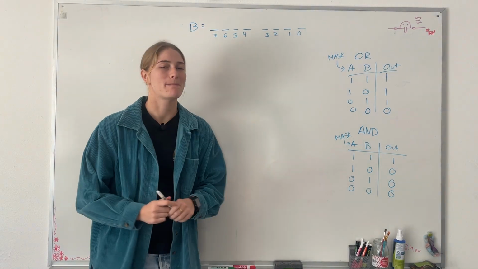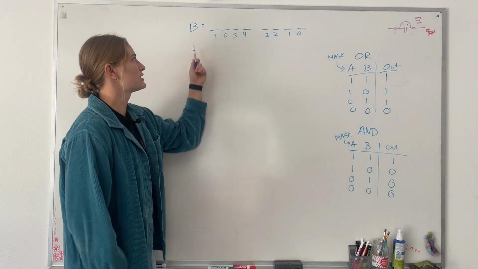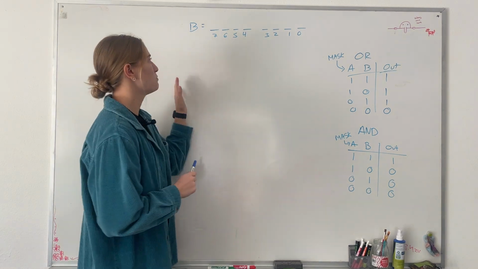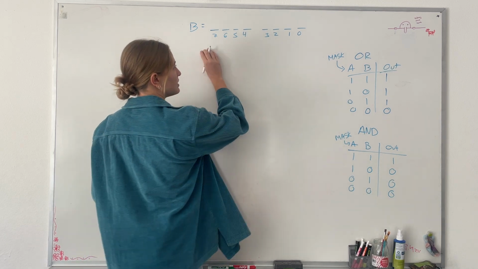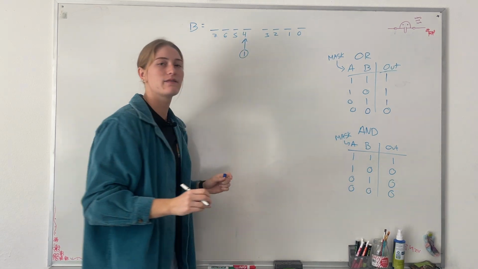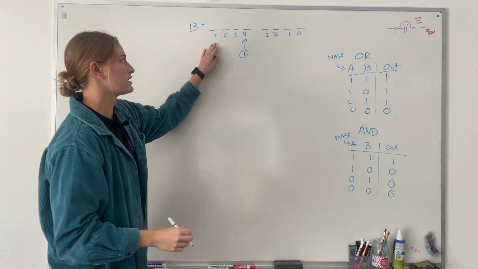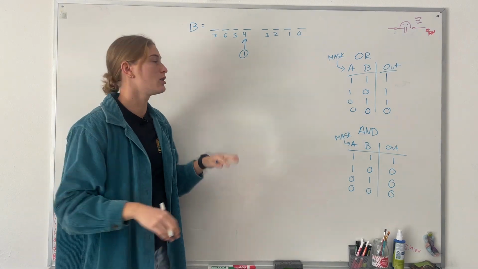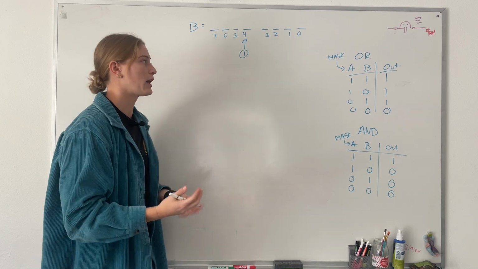Today we're going to be talking about masking. For this example, let's say that we have our output B and we have 8 bits of B and we want to set bit 4 to 1 and leave the rest the same. That means that if bit 7 is a 0, we leave it as a 0, and if it's a 1, we leave it as a 1. How do we do this?